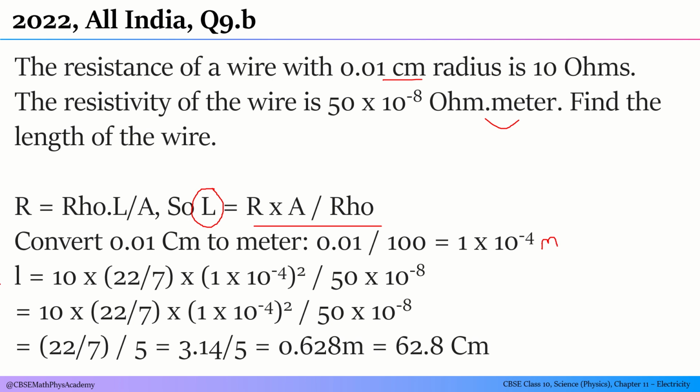Now to calculate the length, L is equal to 10, the resistance of 10 ohms, into the area. Since you know the radius, you calculate the area of this circular, cylindrical wire: pi r squared. Pi is 22 by 7 into the radius squared, divided by rho, which is 50 into 10 power minus 8. Very easily the 10 power minus 8 terms get cancelled. Upon solving the equation, you get somewhere 0.628 meters, which is nothing but 62.8 centimeters.